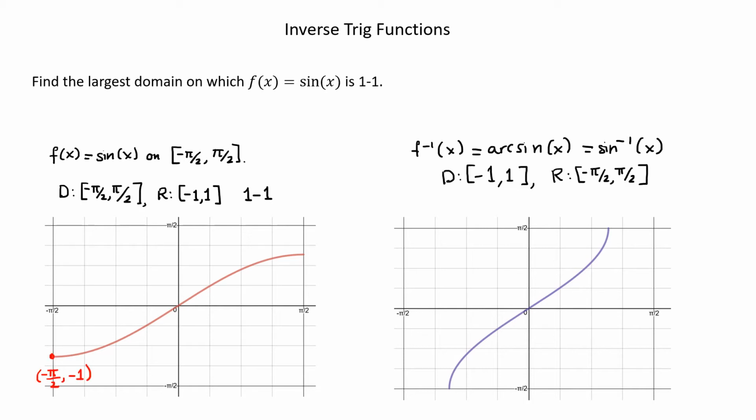Let's look at some easy points on the two graphs. In the graph of f of x equals sine of x, we've got the point negative pi over 2, negative 1. So sine of negative pi over 2 is negative 1. Correspondingly, in the graph of arcsine of x, we've got the point negative 1, negative pi over 2.